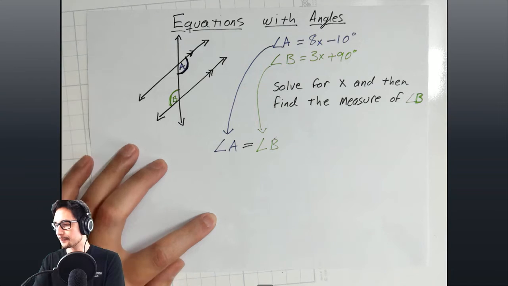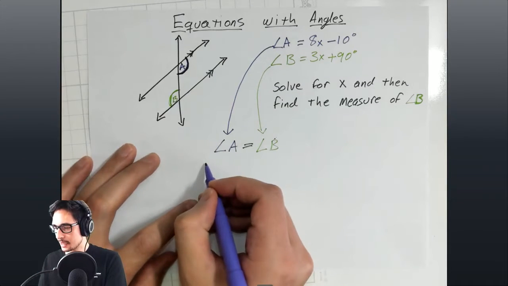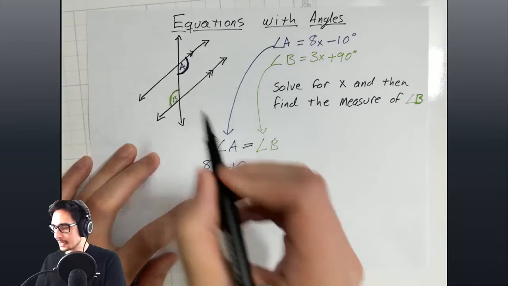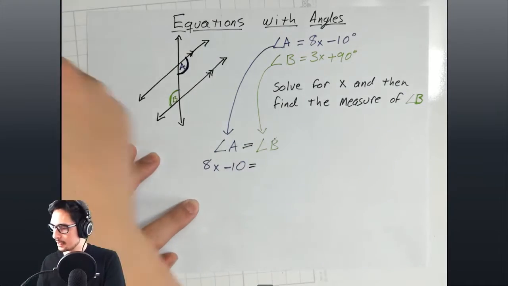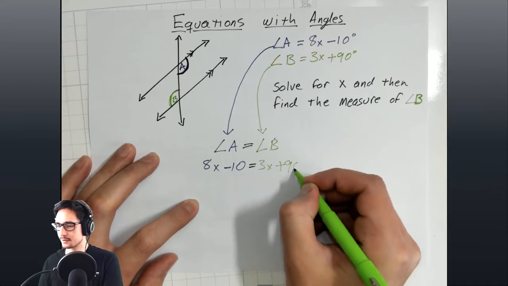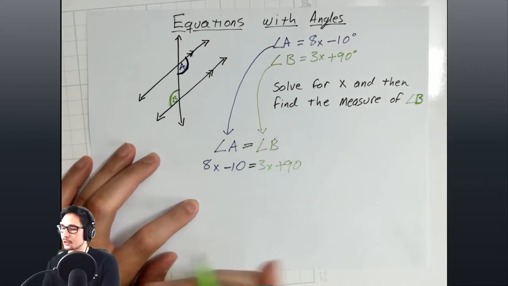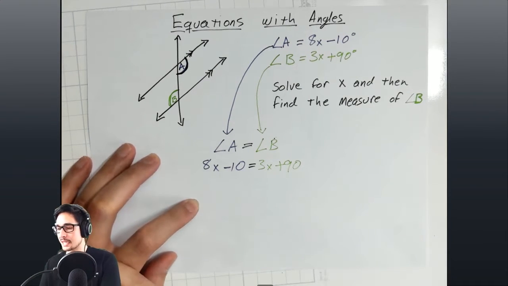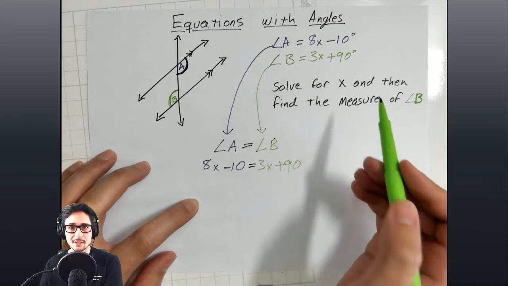All right, so angle A was 8x minus 10 degrees, and that equals 3x plus 90 degrees. So we just made an equation. So here's our equation, right? 8x minus 10 equals 3x plus 90. We want to solve for x.